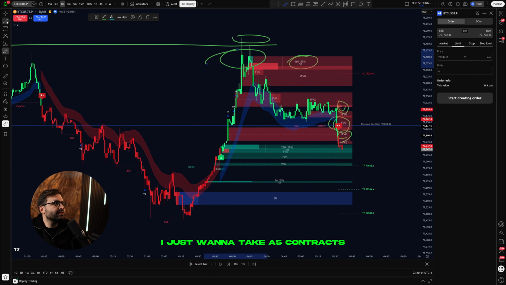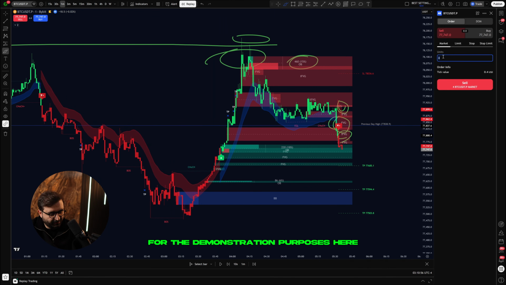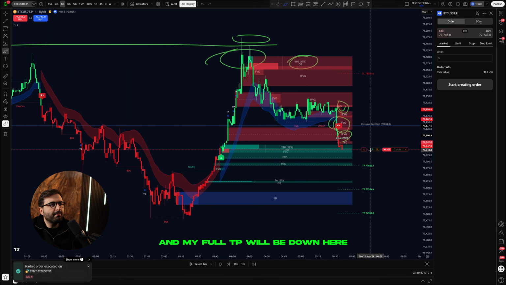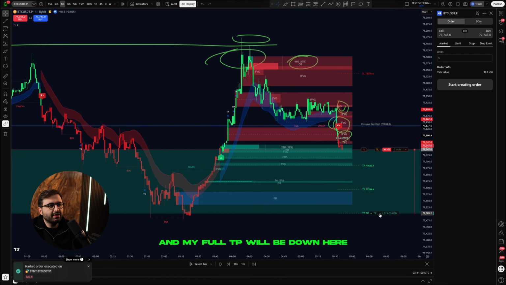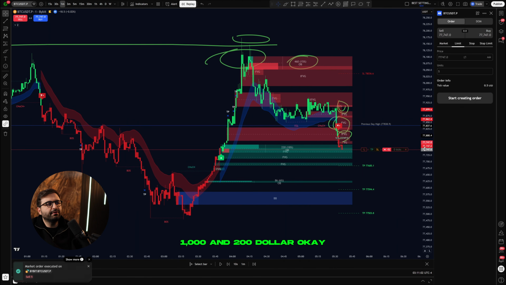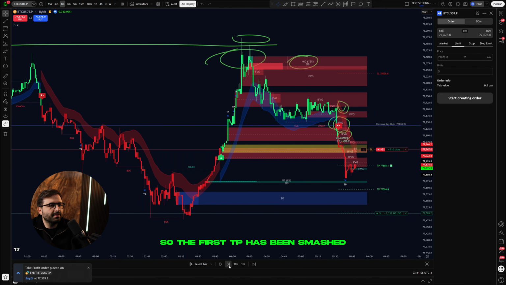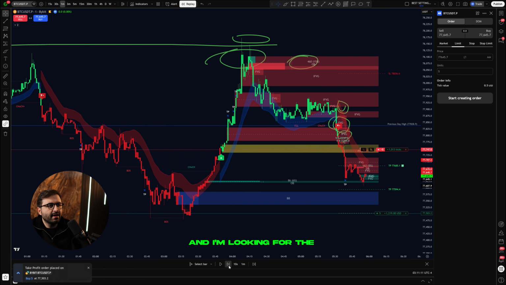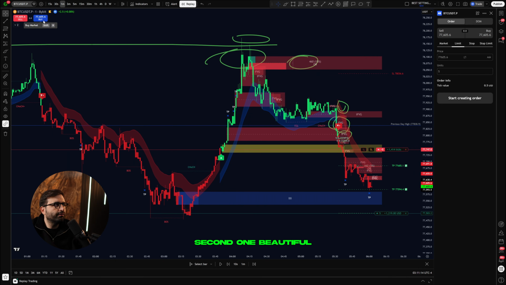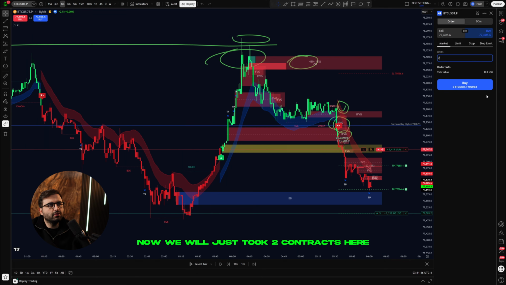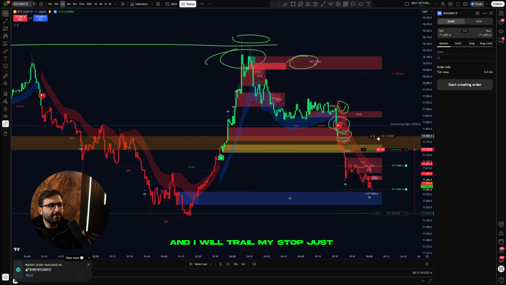Alright, so now I just want to take 5 contracts for demonstration purposes here, and my full TP will be down here, $1,200, okay? I just want to take a partial around here. Let's see if we hit or miss. So the first TP has been smashed, and I'm looking for the second one. Beautiful. Now we just took 2 contracts here, and I will trail my stop just above my execution price.